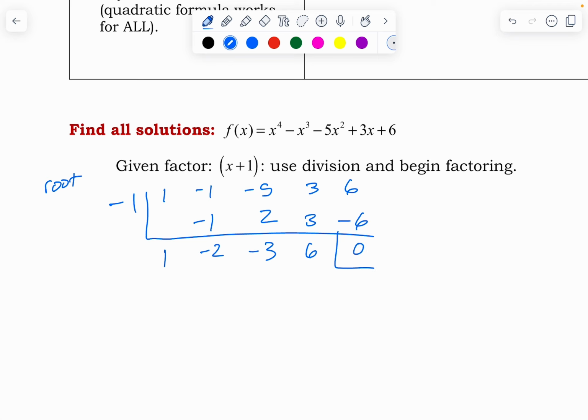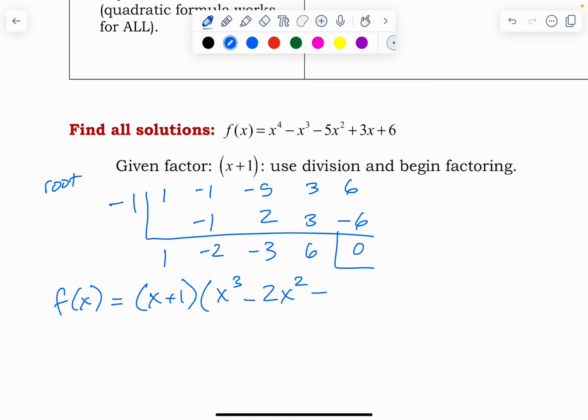Okay, so where am I right now? I now have f of x is equal to x plus 1 times x cubed minus 2x squared minus 3x plus 6.